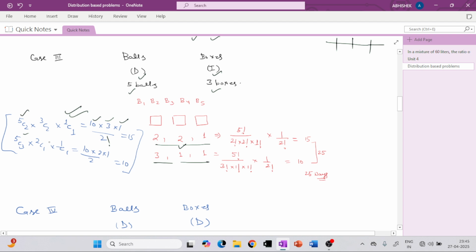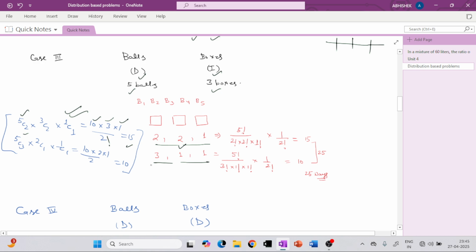Why? Because two boxes are similar. Boxes are similar and balls will be kept inside them. So after keeping the balls inside the boxes, the boxes will look similar. So we have to remove the number of ways of arranging similar things, because 2 similar things are here. So it will be divided by 2 factorial. After solving this, we will get 15.